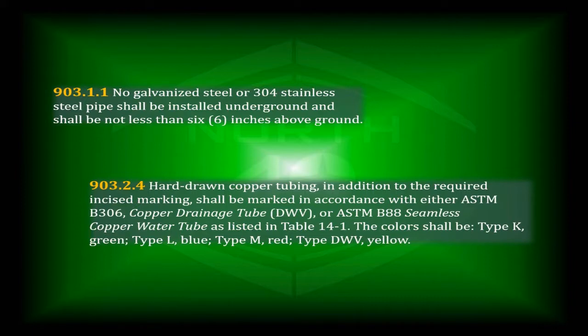90324, hard drawn copper piping. Here we're talking about the indelible marking again. Hard drawn copper pipe or tubing, in addition to the required incised marking, shall be marked in accordance with either ASTM B306 copper drainage tube or ASTM B88 seamless copper water tube as listed in 14.1. The colors shall be type K green, type L blue, type M red, or type DWV yellow.